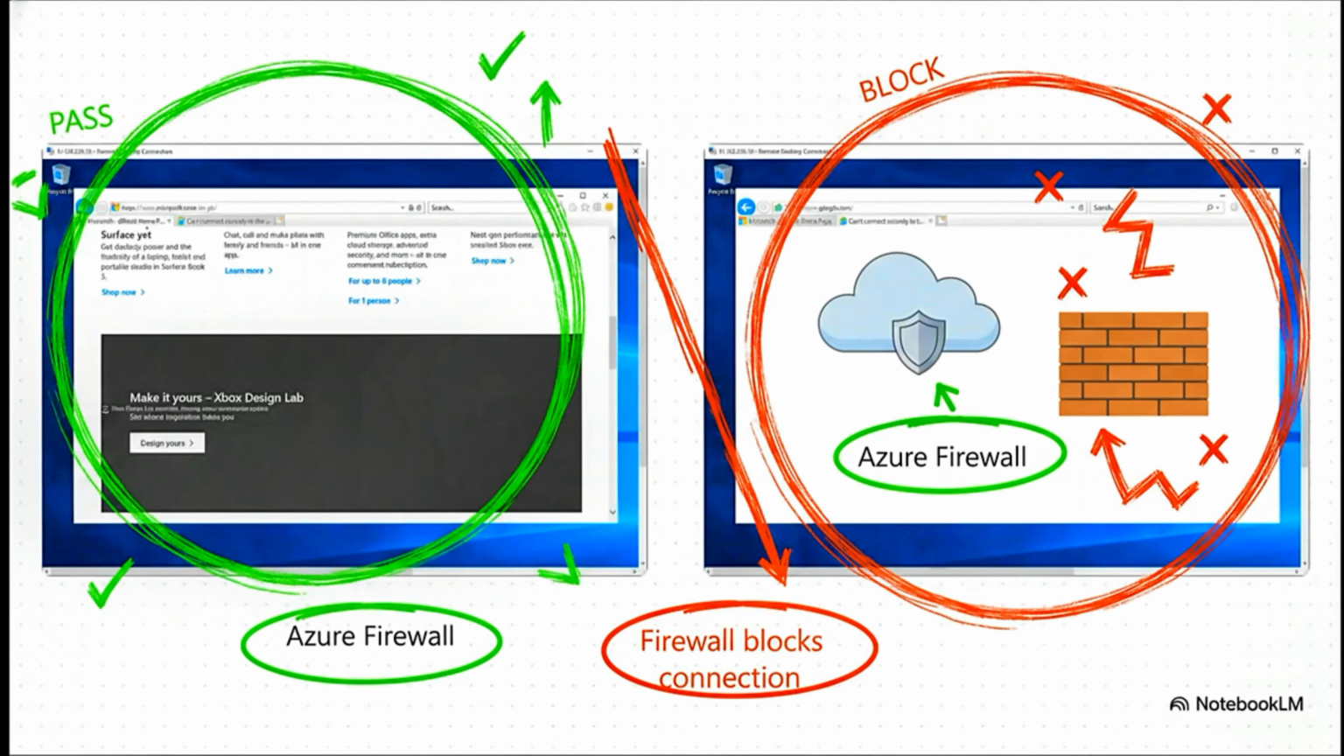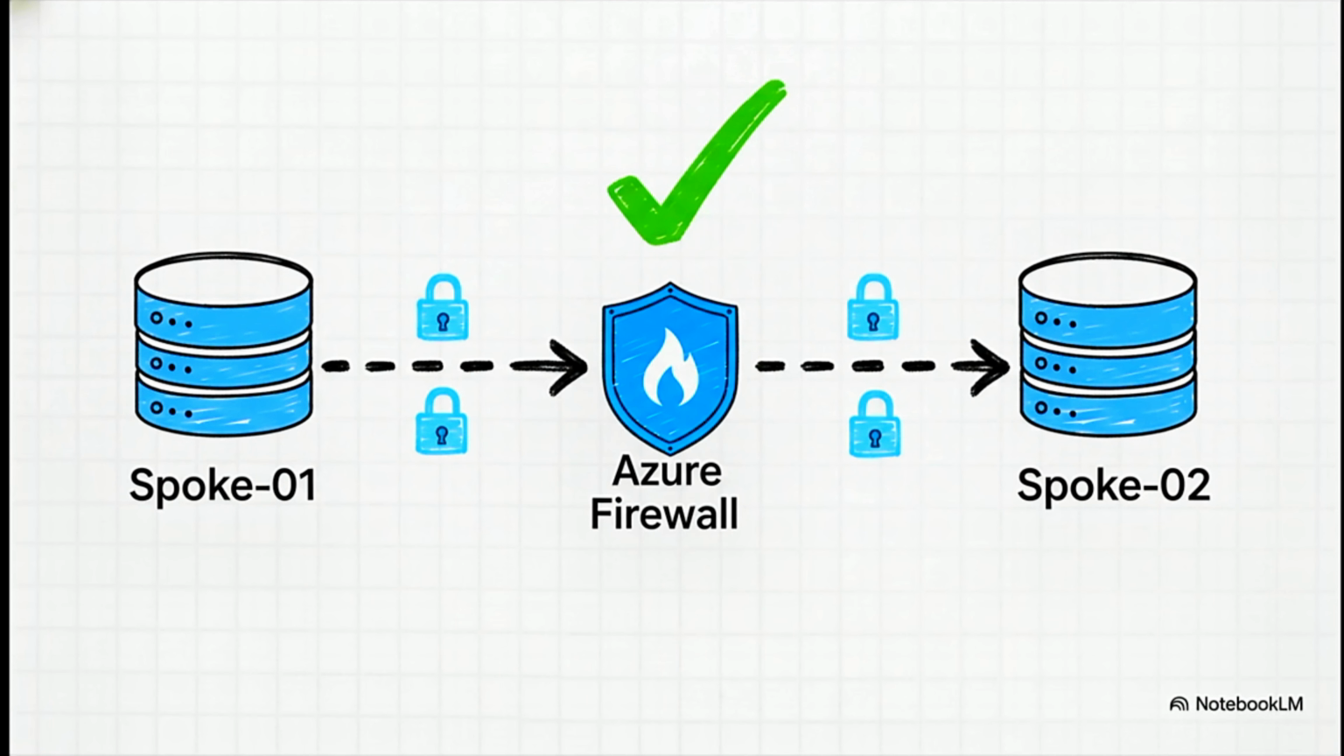But then on the right, when we try to go to any other site, access is completely blocked. The firewall did its job, exactly as we told it to. That's a huge win. Success! Okay, so that's traffic going out to the internet.